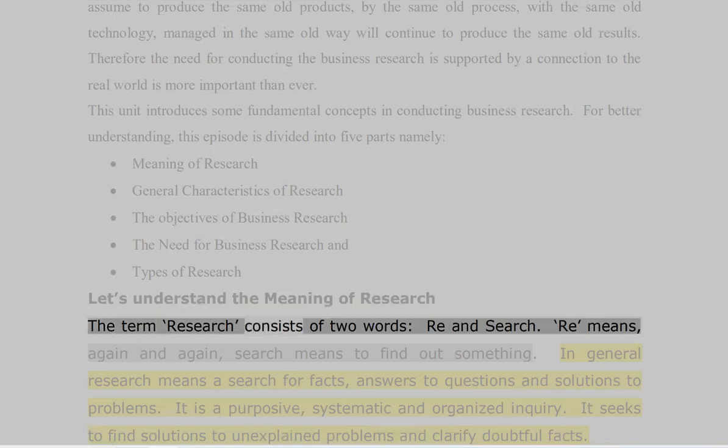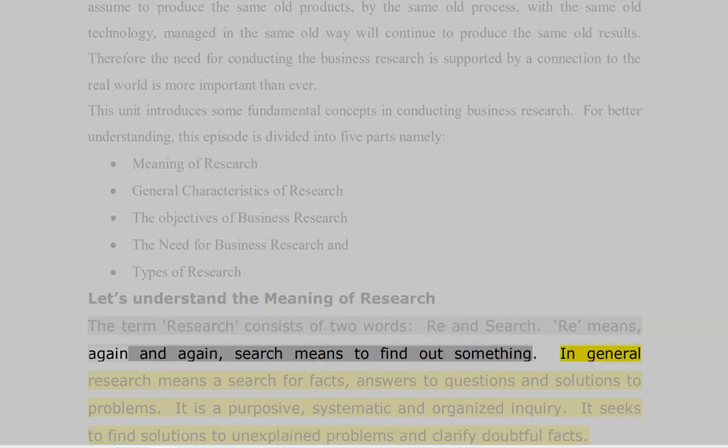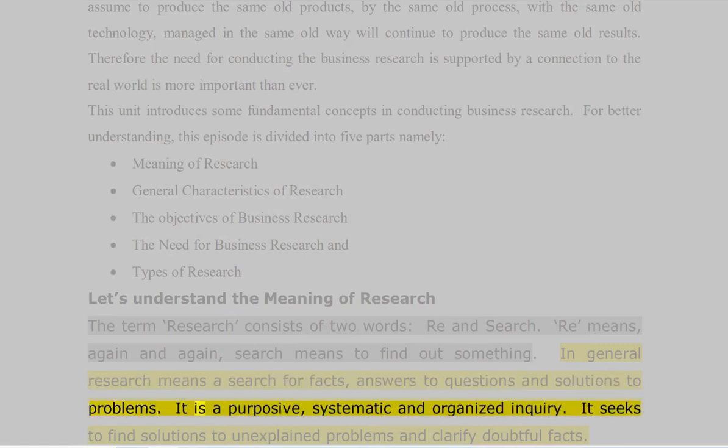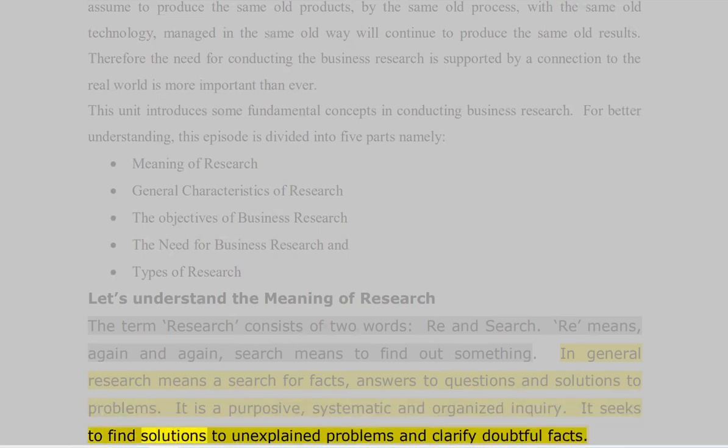The term research consists of 2 words, re and search. Re means again and again, search means to find out something. In general, research means a search for facts, answers to questions and solutions to problems. It is a purposive, systematic, and organized inquiry. It seeks to find solutions to unexplained problems and clarify doubtful facts.